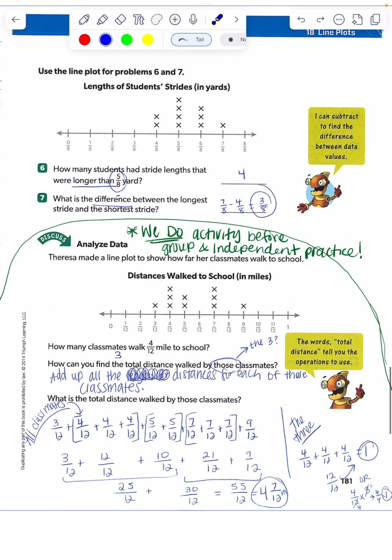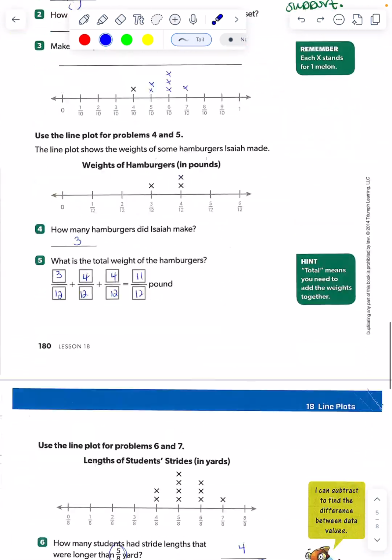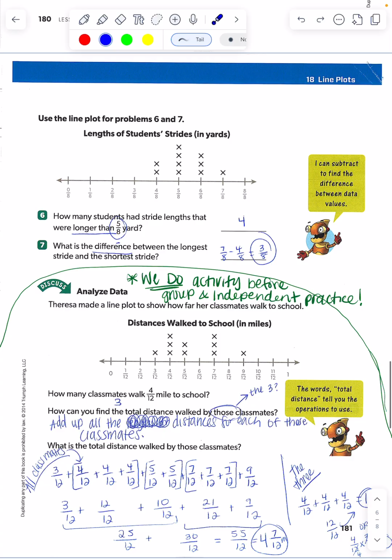So if you want to release them to independent practice, I would give them questions 1 through 7. And then if there is still time at the end, you all can come back to work on this harder question, or you might give your highest students the opportunity to work on that question independently as well.